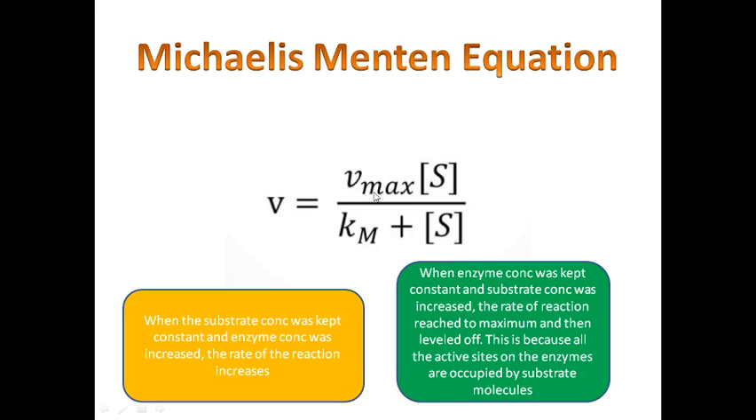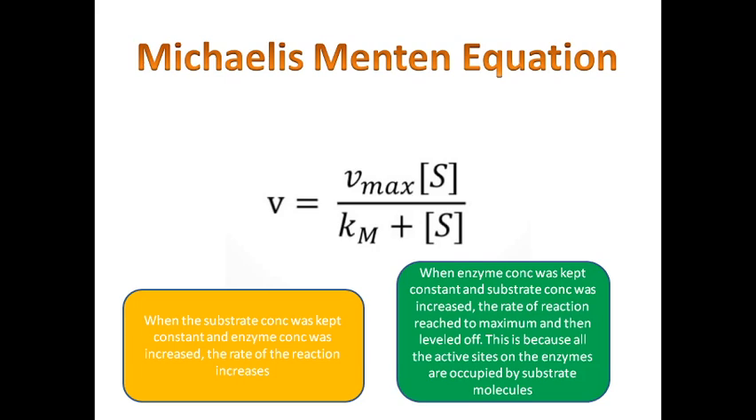You already know Vmax is the maximum velocity after which the rate of the reaction starts leveling off, and S is the concentration of the substrate used in the reaction, and Km is the Michaelis-Menten constant, and you know how to derive this constant. If you have numericals in your examinations, you know how to derive this, and plus S again is the substrate concentration.